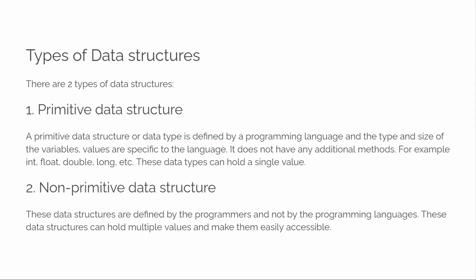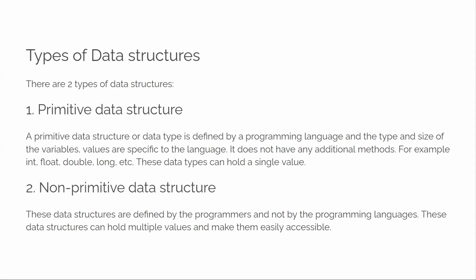Here are the types of data structures. There are two types of data structures. First, primitive data structure. Primitive data structures, or data types, are defined by a programming language, along with the type and size of the variables. Values are specific to the language. It doesn't have any additional methods. For example, int, float, double, long, etc. These data types can hold a single value.